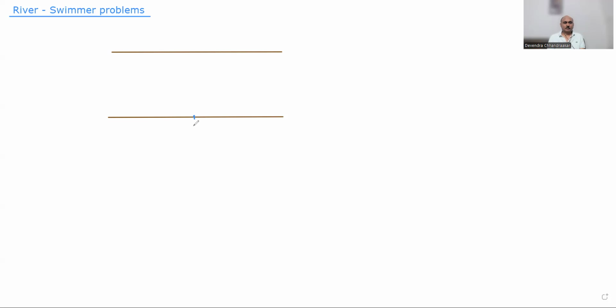Now a person starts from this point A, and he wishes to reach the exactly opposite side of the bank. He wants to reach point B. He wants to swim across this river and reach point B. This is the swimmer. The river is flowing from left to right. So this is representing the velocity of river with respect to ground.